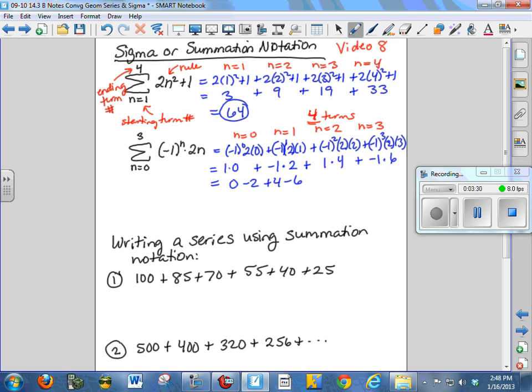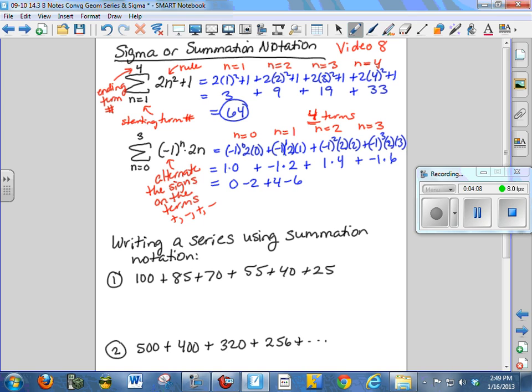Notice that the effect of the negative 1 to the n is to alternate the sign of the terms. So we have positive, negative, positive, negative. Now, if I wanted to have the first term be negative, I could say, for example, negative 1 to the n minus 1, or negative 1 to the n plus 1, and then I could switch all the signs and make them the opposite of what they are. So that's how you do alternating terms with a sequence.